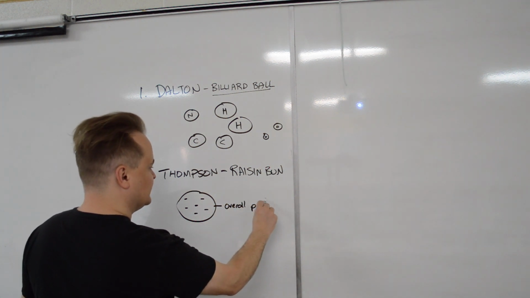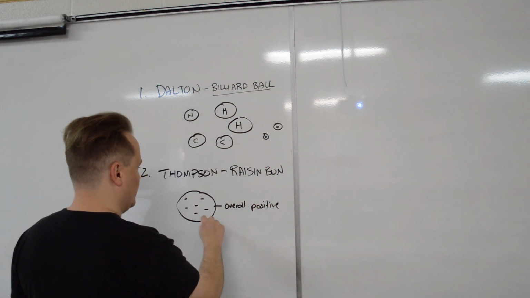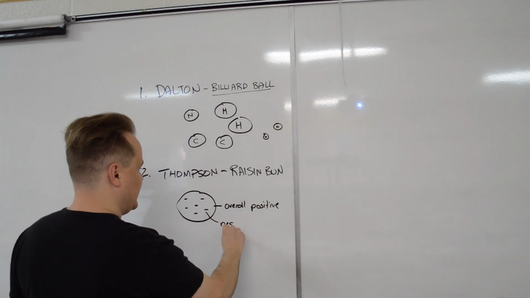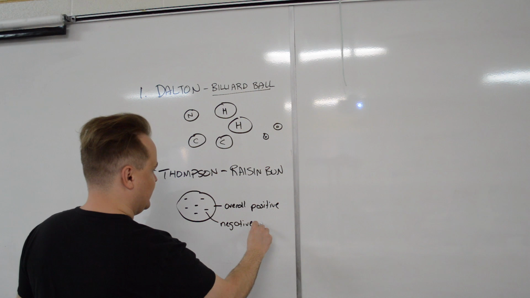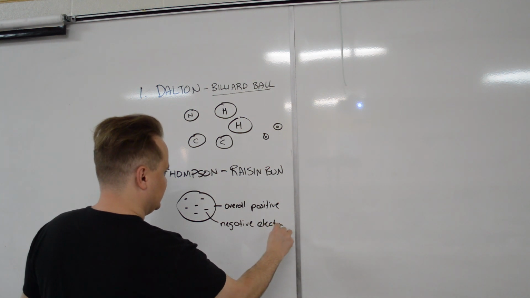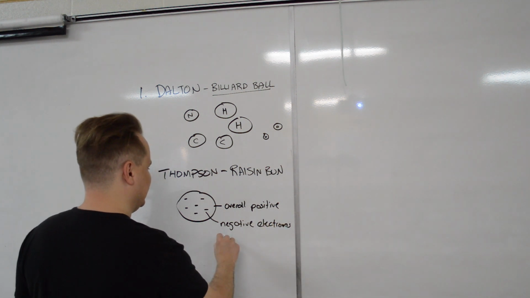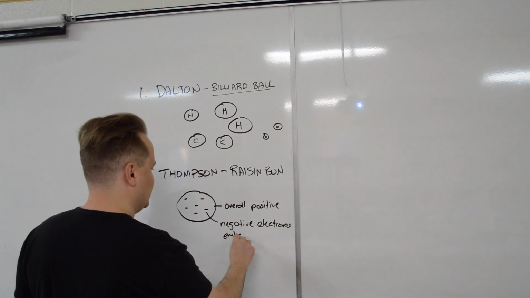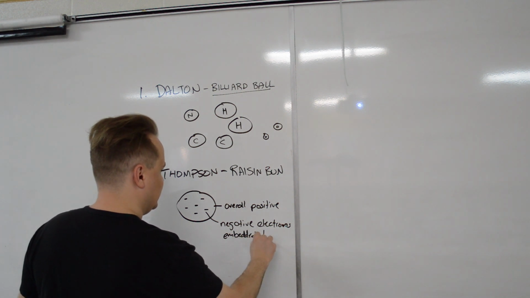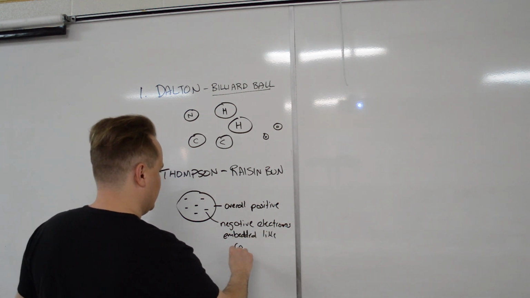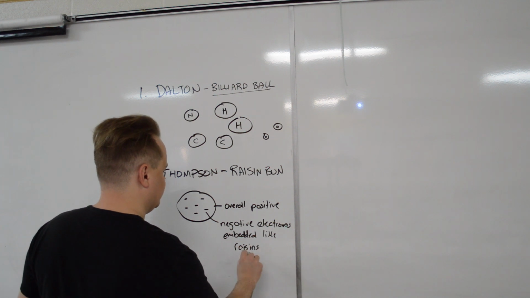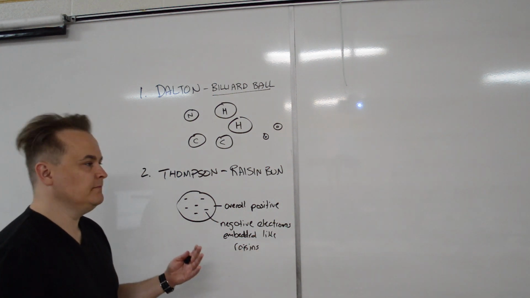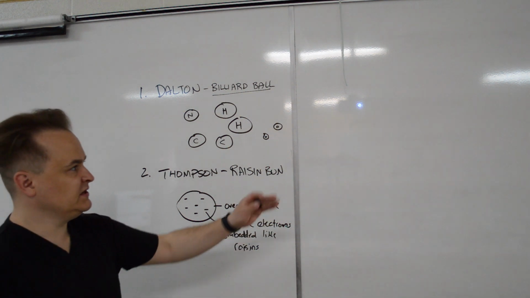Overall positive with negative electrons embedded like raisins in a bun, right? Now remember, look up here.